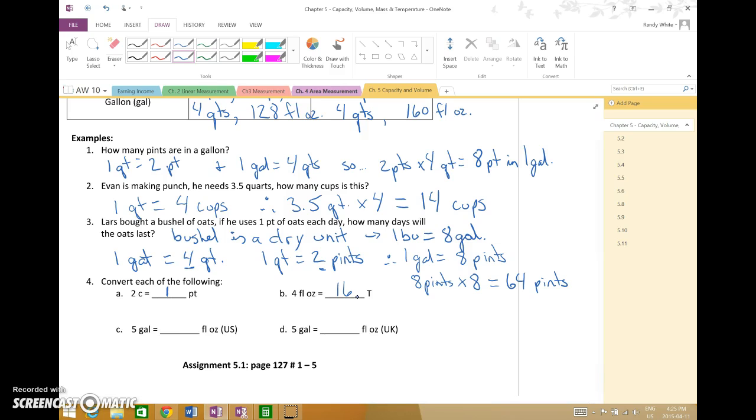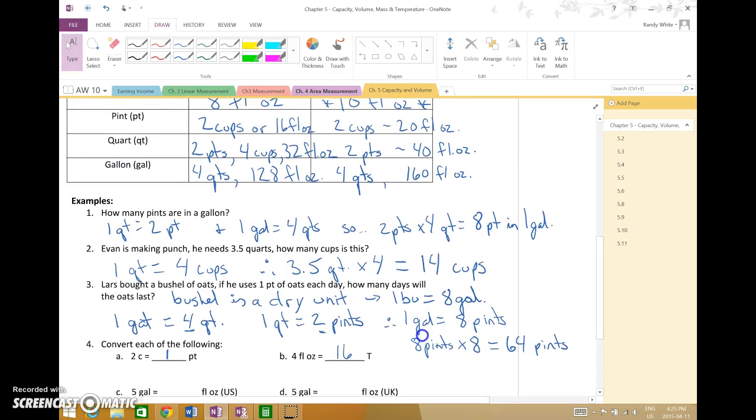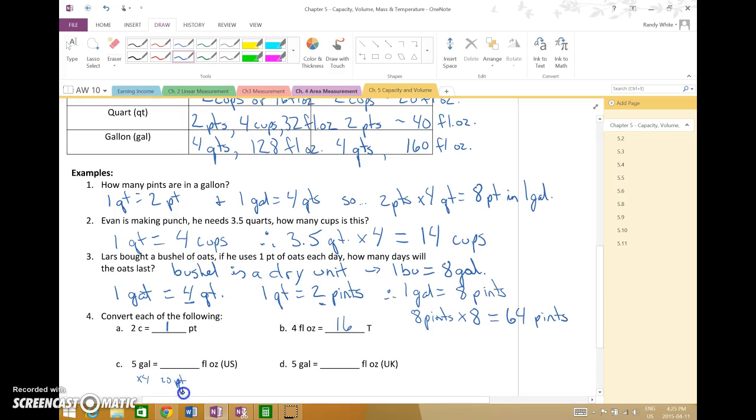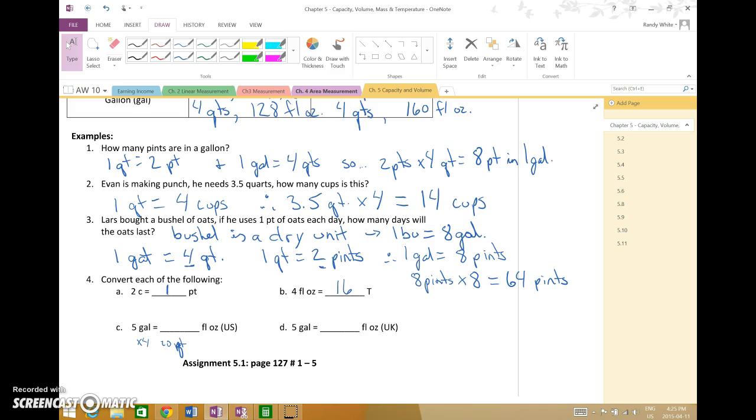5 gallons is how many fluid ounces? Well, 5 gallons, if I times that by 4, is 20 pints. Sorry, 20 quarts. And 1 quart is 32 fluid ounces. So I'm going to take the 20 and times it by 32. So it's going to be 640 fluid ounces.